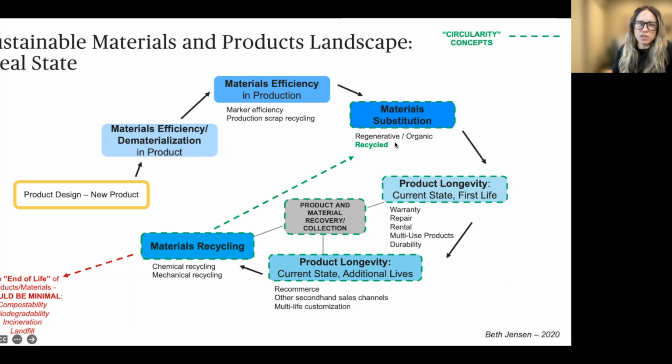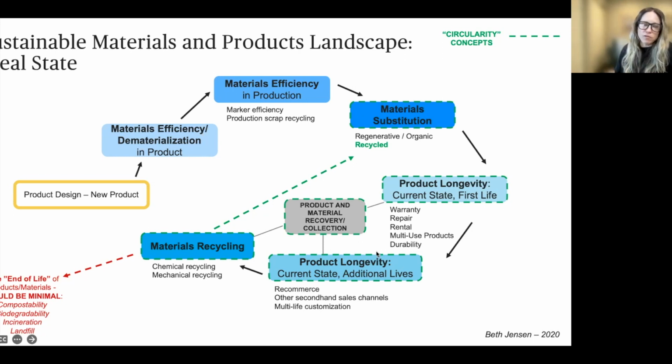But then, moving on from material substitution, you've got your product, and you've used the best possible material choices within that product. Then what you want to do is make sure that you're keeping that product in use in its current state, in its first life, as long as possible. And that's where things like warranty come in, repair programs, rental programs, and designing products to have multiple uses so you can actually make fewer products, because ideally products are being used for more than one purpose. This is also where durability comes in, which is ultimately a circularity concept, because it's all about keeping products in use longer and maintaining the embedded energy that has already been expended to make that product and extract the materials and so forth.